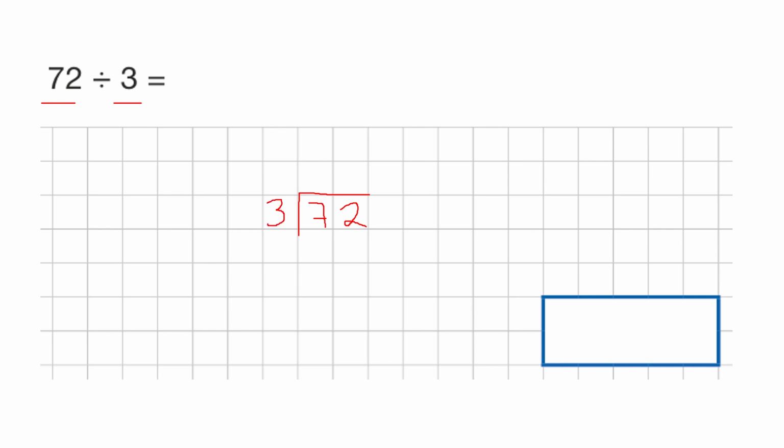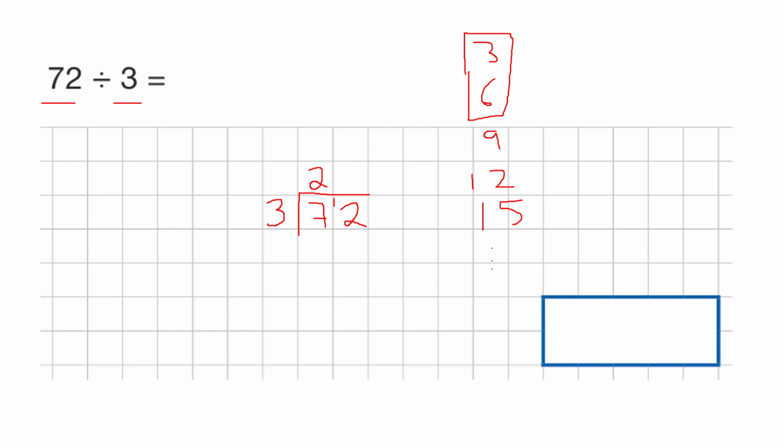And then here is the process. I say, how many 3s go into 7? Well, 3 goes into 7 twice fully, with a remainder of 1, or a leftover of 1, because the multiples of 3 are 3, 6, 9, 12, 15, and so on. 7 is 1 more than 6, which is a multiple of 3, hence the leftover of 1.